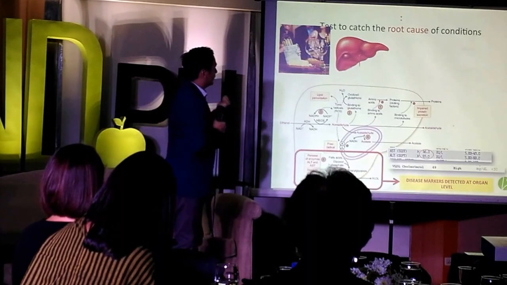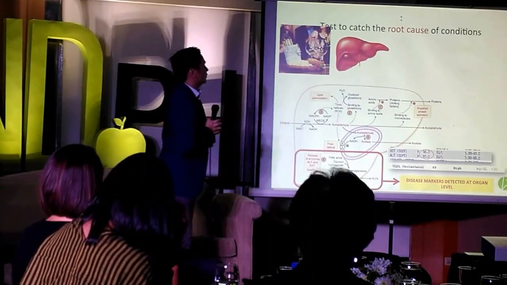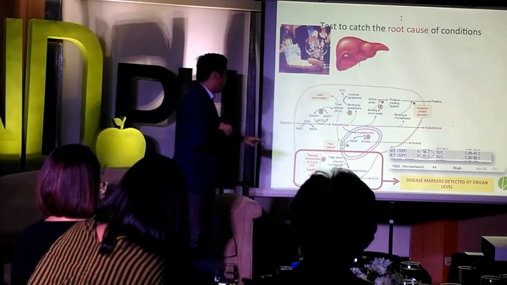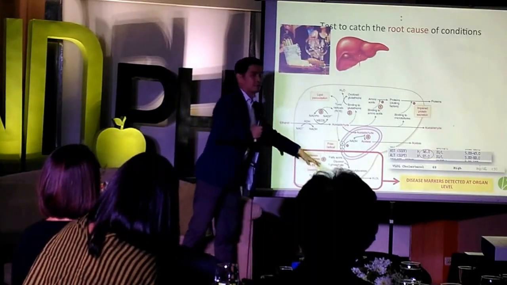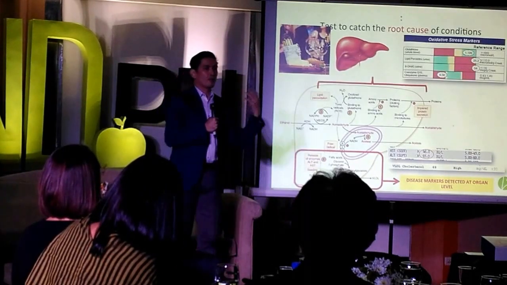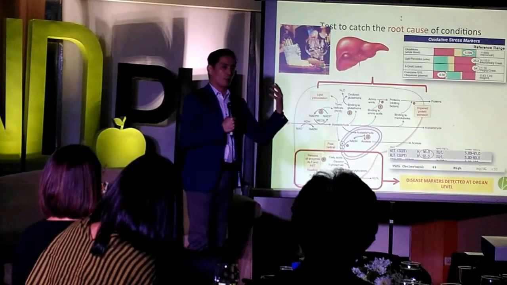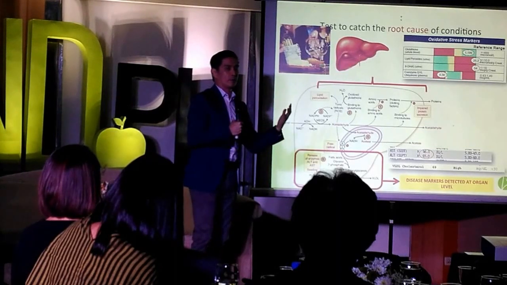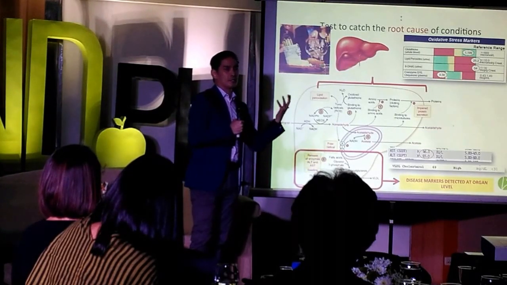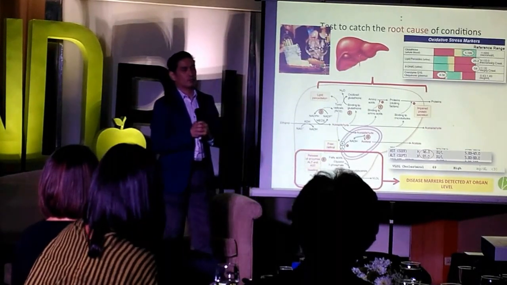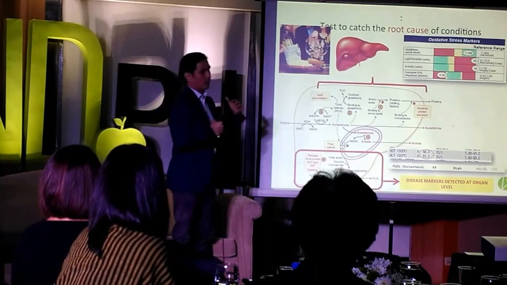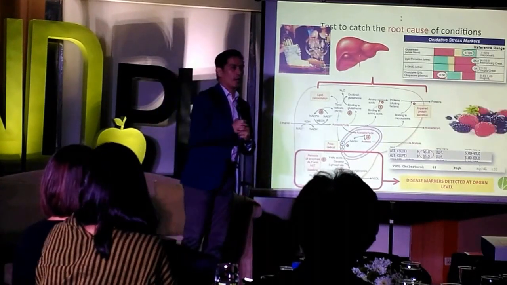So like I said, test to catch the root causes of conditions. If you wait for the downstream manifestations of disease, for example, you wait for the SGPT level to go up before you could determine whether that person is predisposed to alcoholic liver disease, then you're going to be in for a surprise. So it's good to measure upstream markers of diseases.